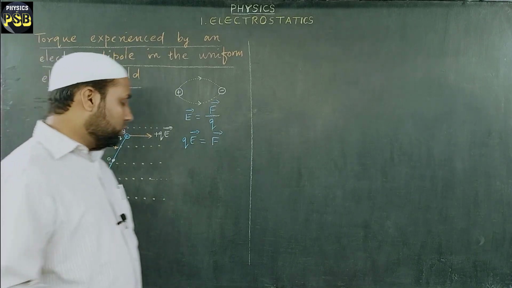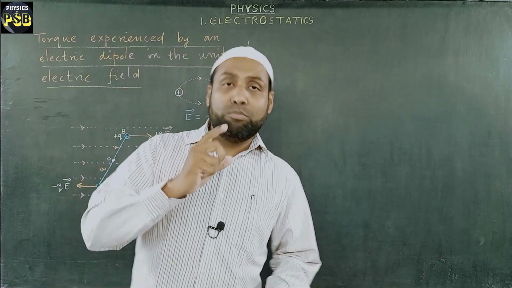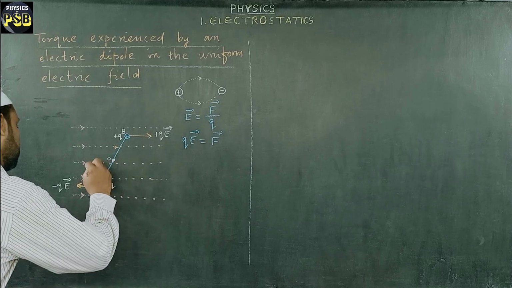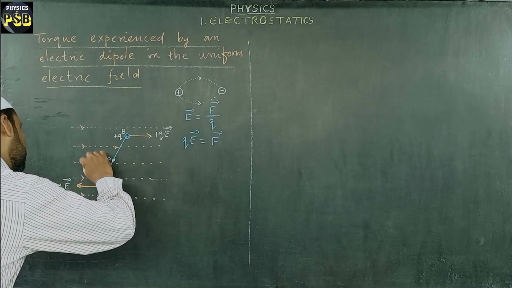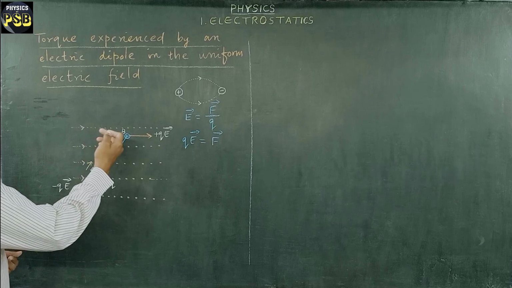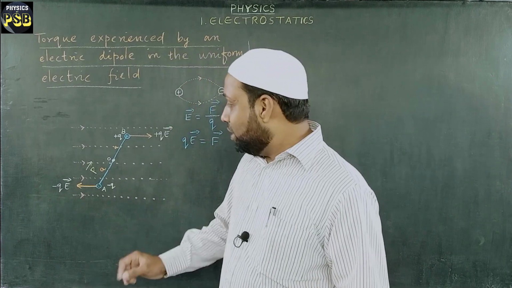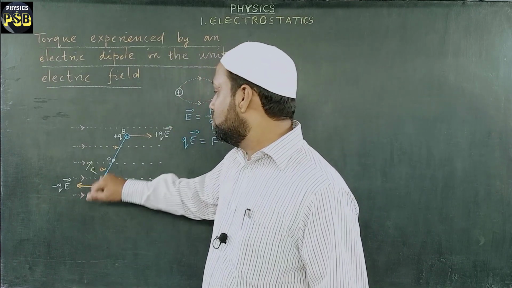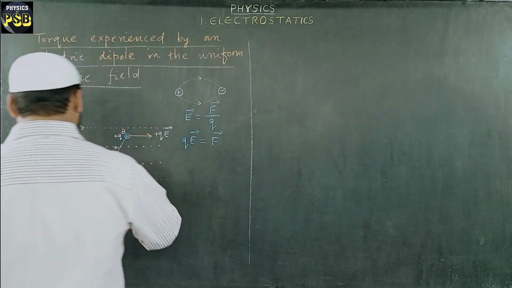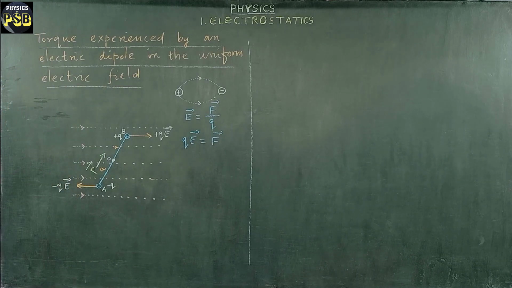Okay, and one more thing you need to know. Here we have an electric dipole, so definitely there will be an electric dipole moment represented by the letter p vector. This electric dipole moment always acts from the negative towards the positive charge. I repeat, the electric dipole moment points from the negative towards the positive charge. From negative to positive, it points. This is known to us. So this is the direction of the electric dipole moment, represented by the letter p vector.